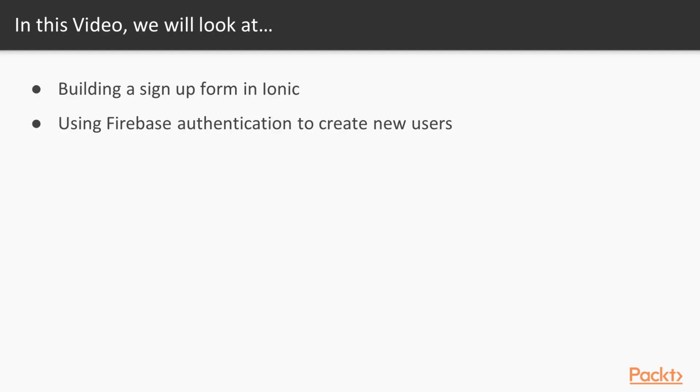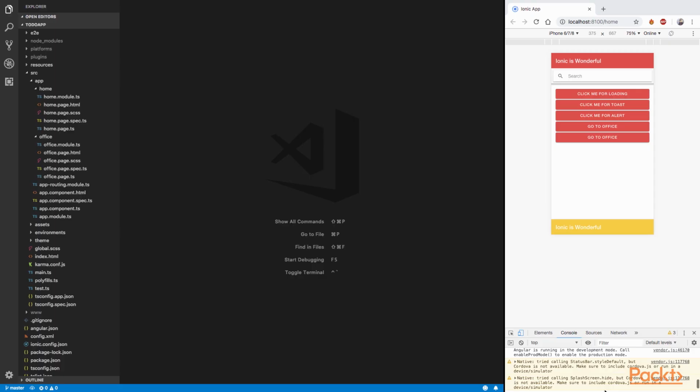Signing up users. In this lesson, we are going to learn how we can build a sign up form in Ionic, and then we'll use Firebase authentication to allow the users to sign up for an account. So here we are back inside Visual Studio Code and we have successfully configured Firebase in this application.